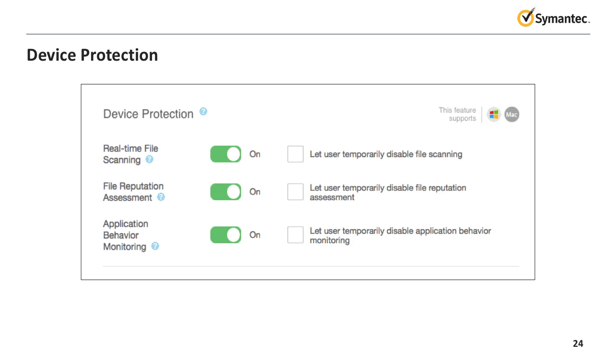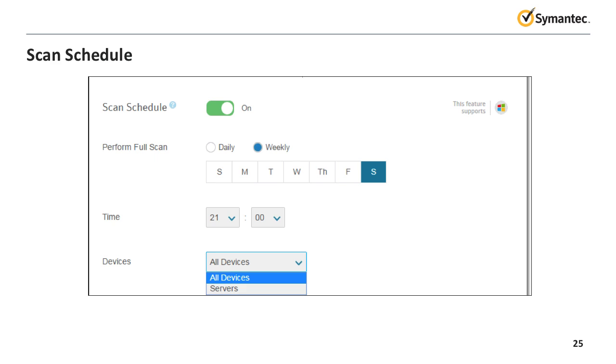Application behavior monitoring, also known as SONAR, searches for suspicious attributes and possible virus signatures while applications run, and detects threats before traditional virus definitions can be created to address them. Most settings include the option to allow the end user to temporarily disable the setting if they choose to do so. The scan schedule setting lets you specify when to scan your device. You can run the scans at the same time every day or on selected days of the week. You can specify if a given scan schedule is applied to all devices or only to servers.